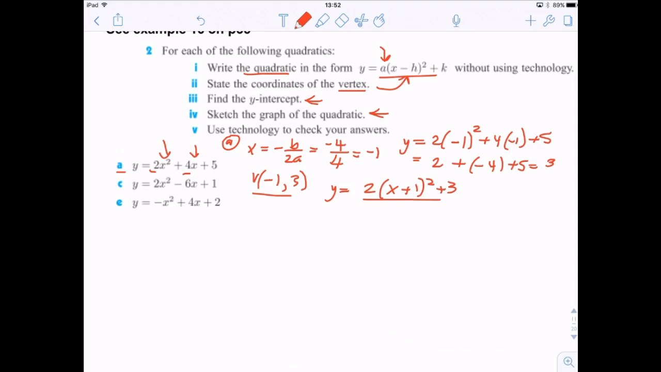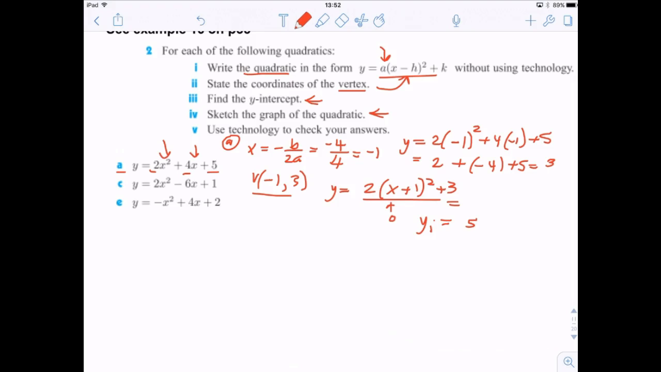How do you find the y-intercept? Well, the y-intercept, all you need to do is put x equals 0, and then out pops the y-intercept. So if you put 0 in here, we know that the y-intercept is going to be 0 plus 1, 1 squared is 1, 2 times 1 is 2, plus 3 is 5, okay? So you notice that the y-intercept is not just 3, because this is not the same thing as the c value here. It's the k value.